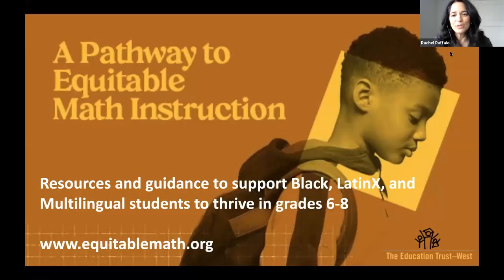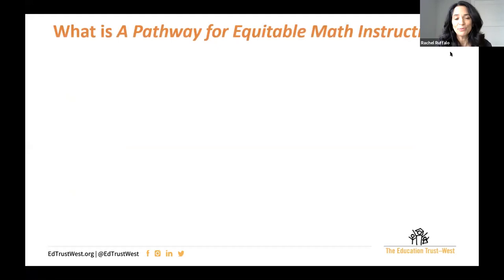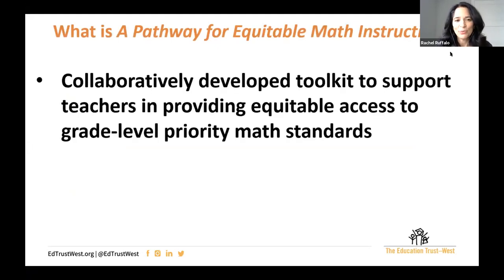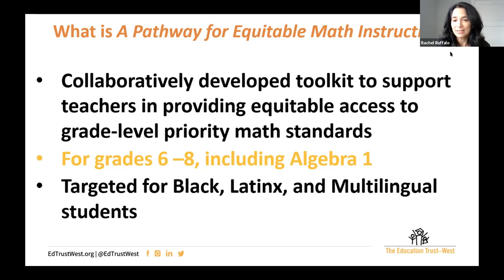So I'm just going to share a really brief overview of the toolkit generally, and then Danny's going to dive into the heart of Stride One, which I think is really aligned with the work of your cohort. So the toolkit is made up of five different tools that we call strides, and they were collaboratively developed to support teachers in providing equitable access to grade level priority math standards. Our focal student groups are Black, Latinx, and multilingual students in grades 6 to 8, although we have found that the principles and the practices are really applicable beyond just grades 6 to 8 and really beyond just math.